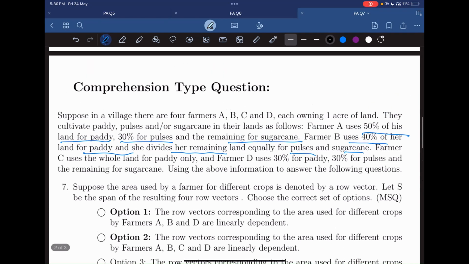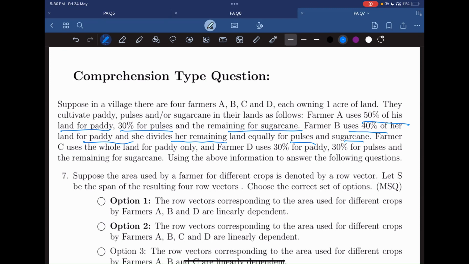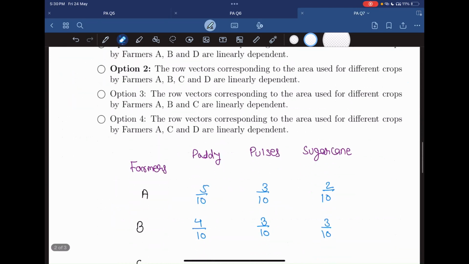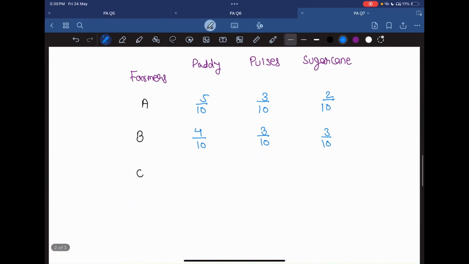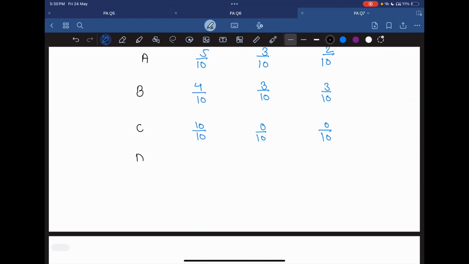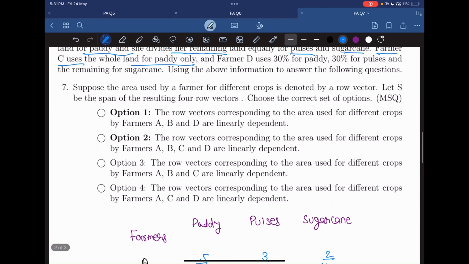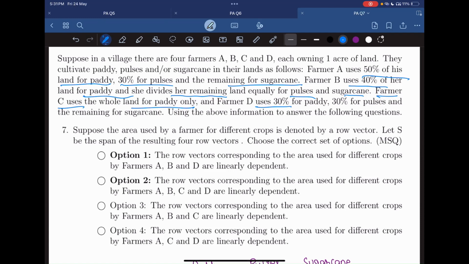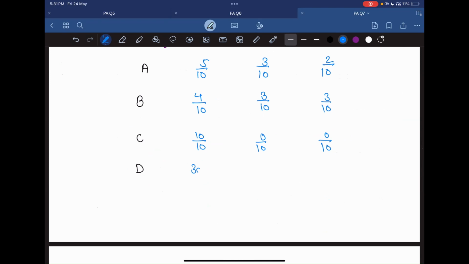Next is farmer C. So farmer C uses the whole land for paddy only. So that means it is 10 by 10 and 0 by 10, 0 by 10. Now farmer D. So farmer D uses 30% for paddy, 30% for pulses and the remaining for sugarcane. So 30% for paddy, that is 3 by 10, 3 by 10 and the remaining, that is 4 by 10.